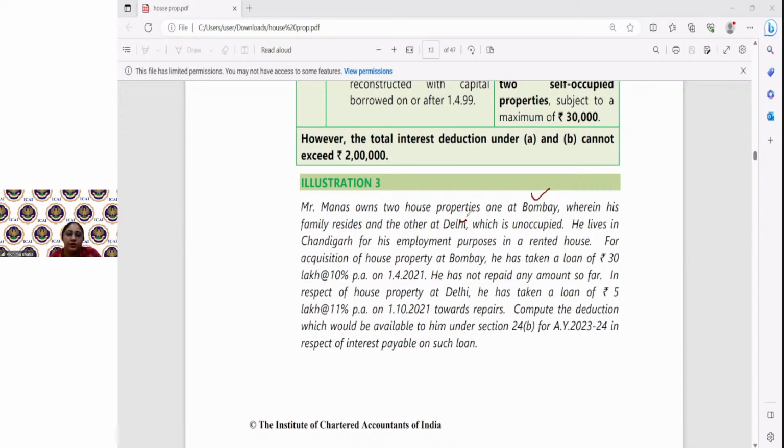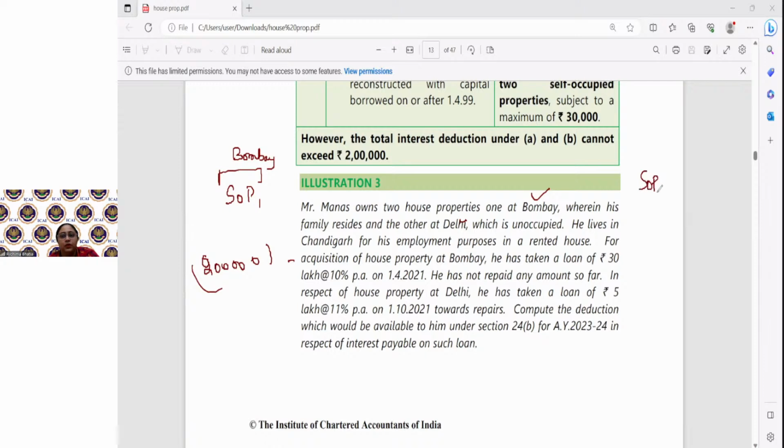because of his employment. Now, बॉम्बे हाउस में टोटल इंटरेस्ट 30 lakhs पे 10% कितना हो गया? 3 lakhs. So this is my SOP 1, which is Bombay. So total interest is 3 lakhs, but maximum allowed is 2 lakhs. So interest SOP 1 का आ गया 2 lakh. कोई डाउट?